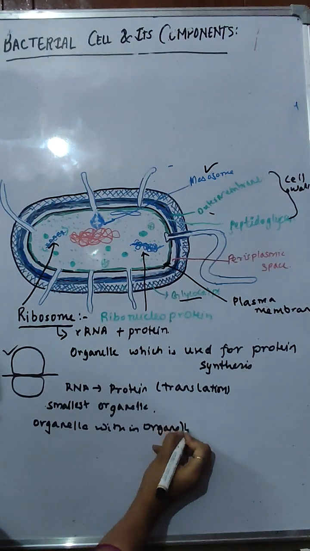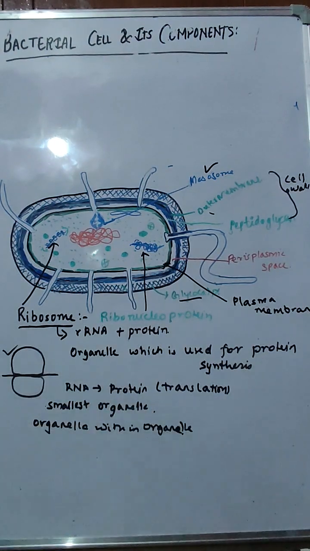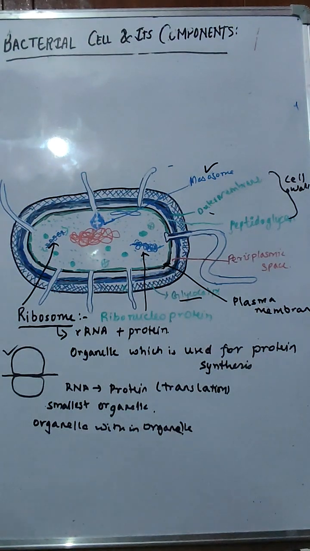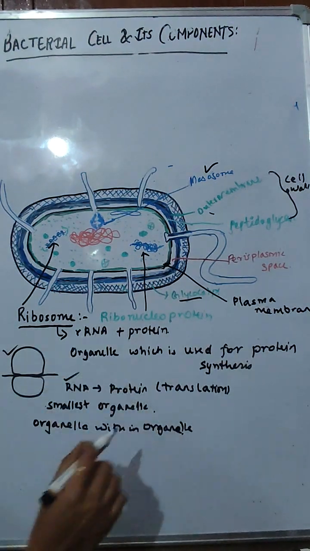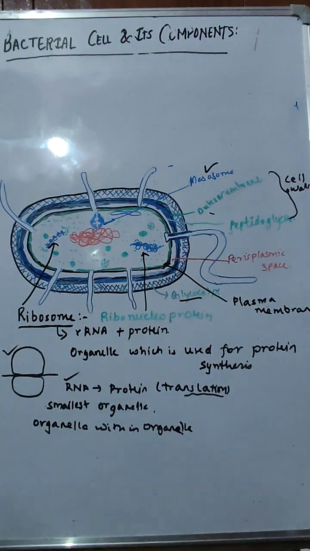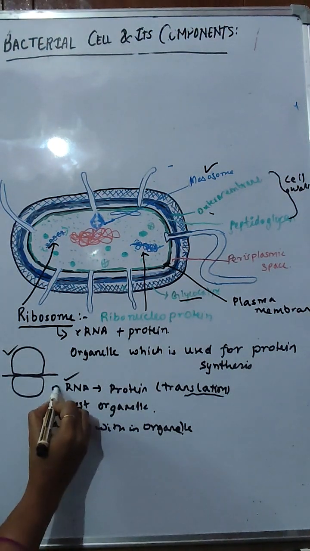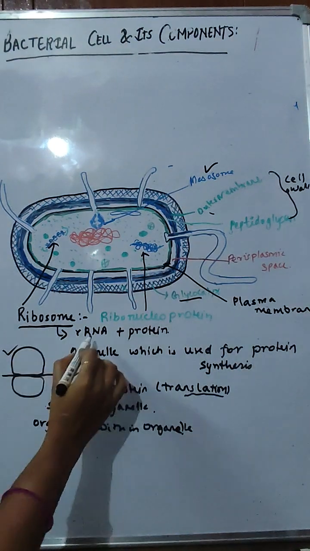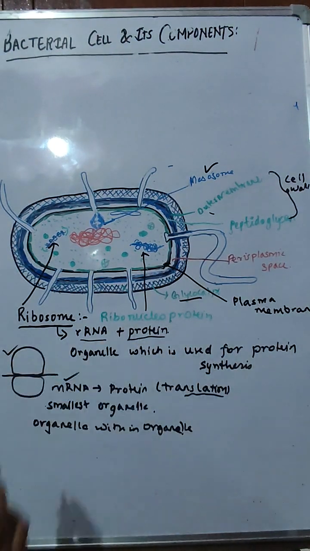This is a name given for ribosome, or it is known as submicroscopic organelle. Why is it known as submicroscopic? Because it is very small. It is the smallest organelle that exists in the cell. What is the function? The function is translation, a synthesis of protein from mRNA. Now it is made up of rRNA and protein.